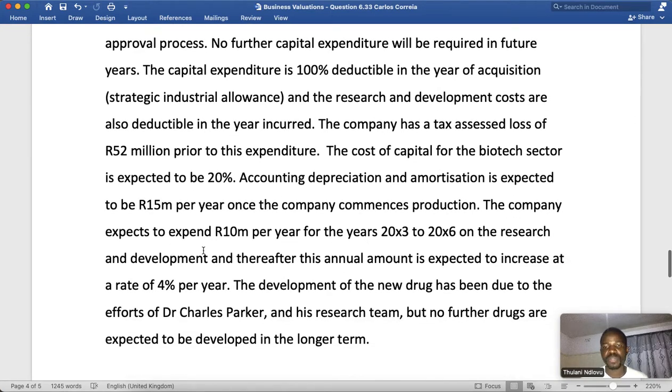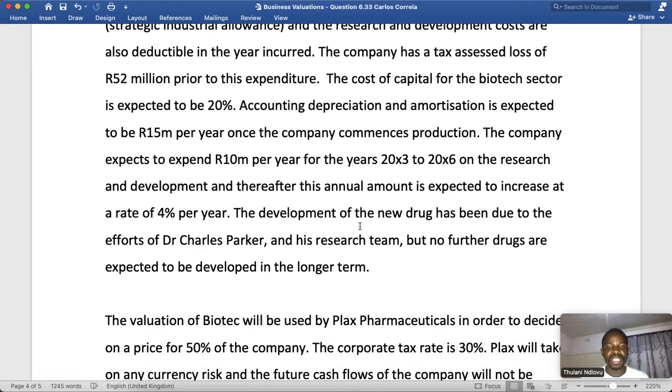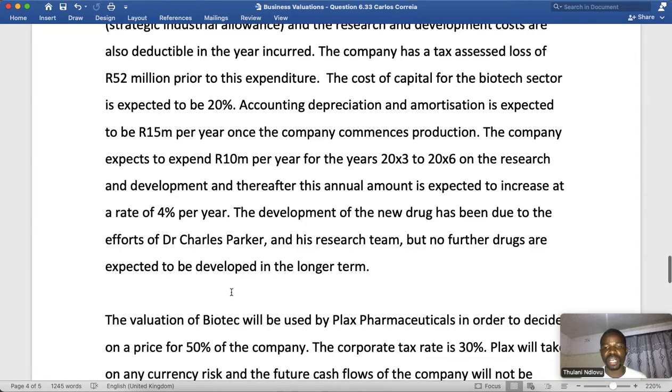The company expects to expend, which is to spend, 10 million per year for the years 20x3 to 20x6 on research and development, and thereafter this annual amount is expected to increase at a rate of 4%. So from year 20x7 going forward, it will be a growing perpetuity. The development of the new drug has to be due to the efforts of Dr. Charles Parker and his research team, but no further drugs are expected to be developed in the longer term.